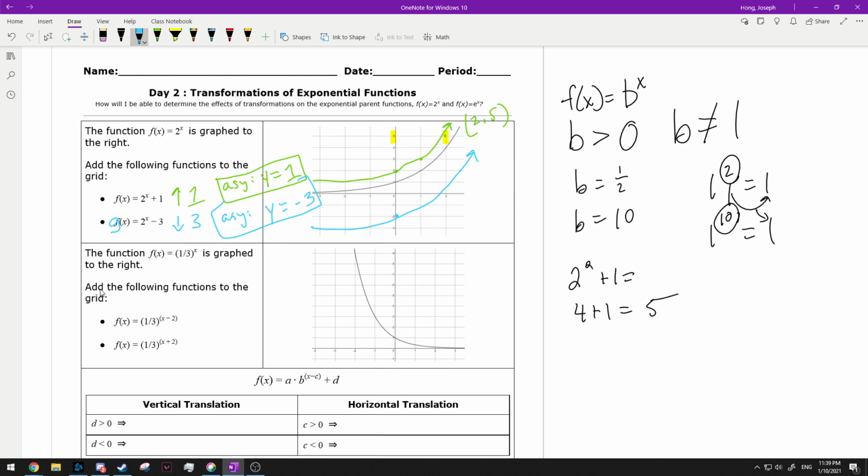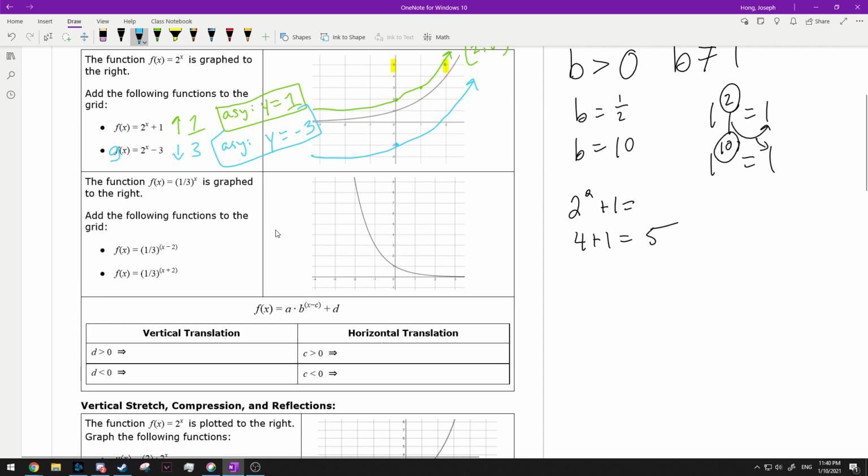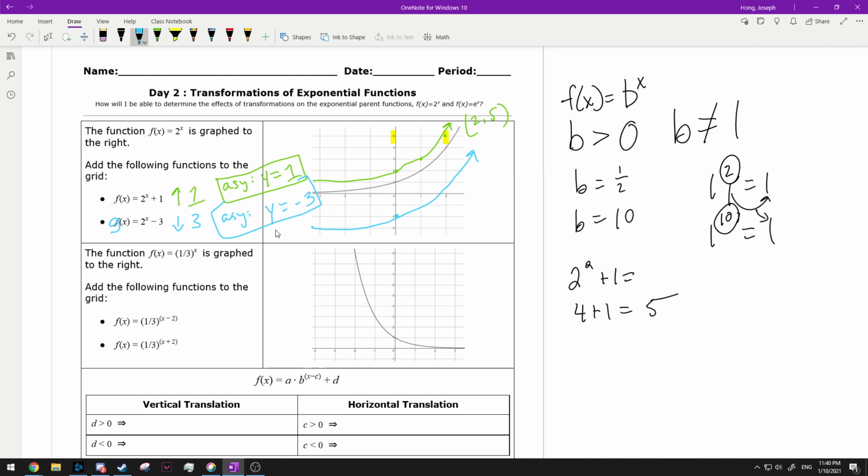And I got that because my asymptote is originally 0, as you can tell from this black line that's on the paper. I just moved it down 3 units. Okay, now let's look at this graph. 1/3 to the power of x.